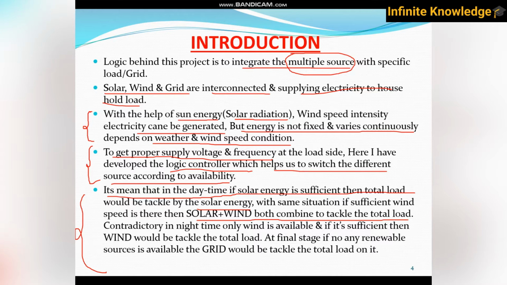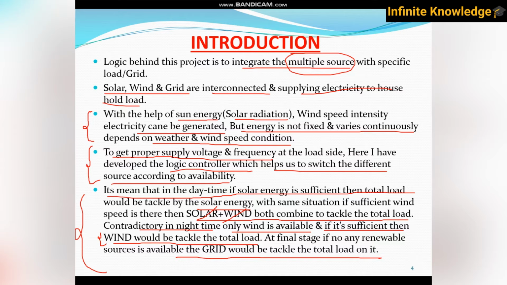Okay, contrary to that, in the night time, what happens? Only wind is available. In the night time, solar is obviously not available, and only wind is available. If it is sufficient, then wind will tackle the total load. At the final stage, if no renewable source is available, if solar is not properly available and wind is not properly available, then the grid will take the total load.